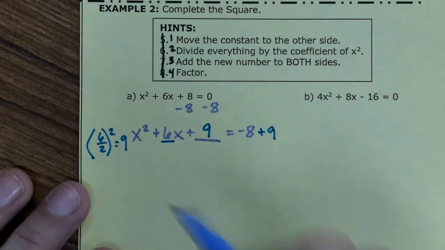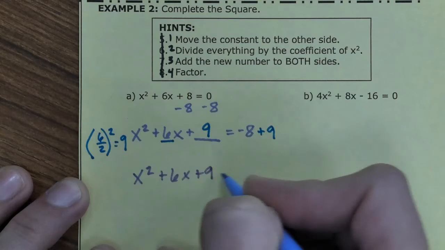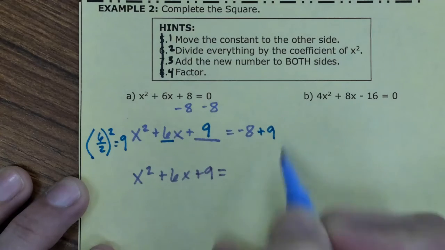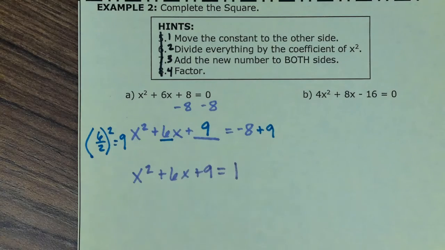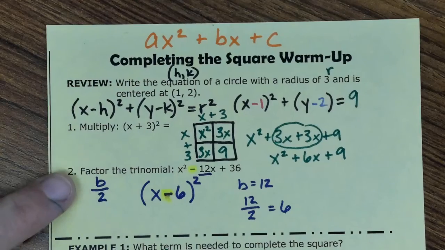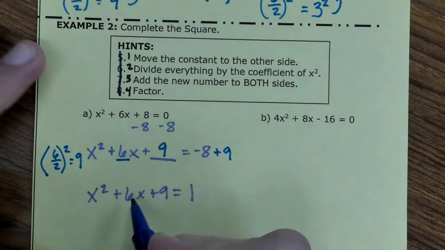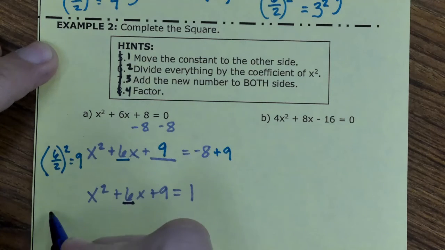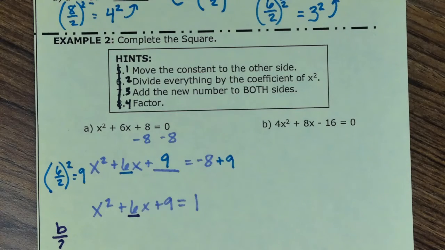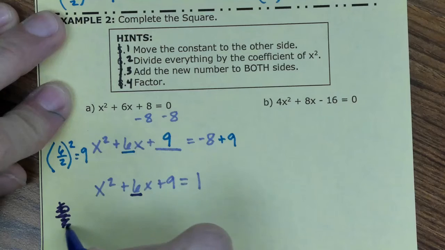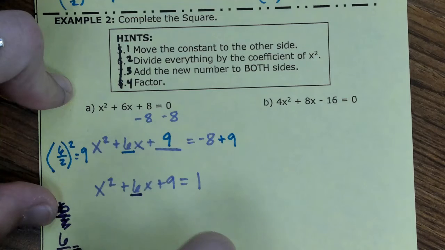So then we get x squared plus 6x plus 9 equals, now we have a negative 8 plus 9, which is 1. So the last step is to factor, and that's going to be what we did up here on number 2. We are going to take b again, and this time we divide it by 2. I wrote b; I'll just scribble it out for note. We're going to take that and divide it by 2, and we're going to wind up with 3.